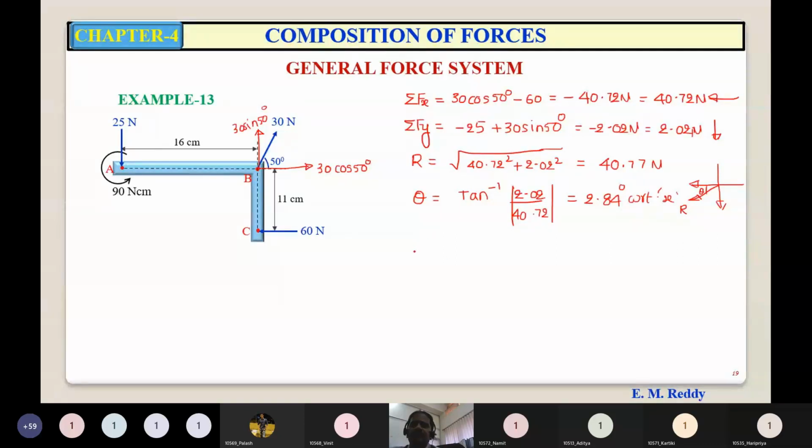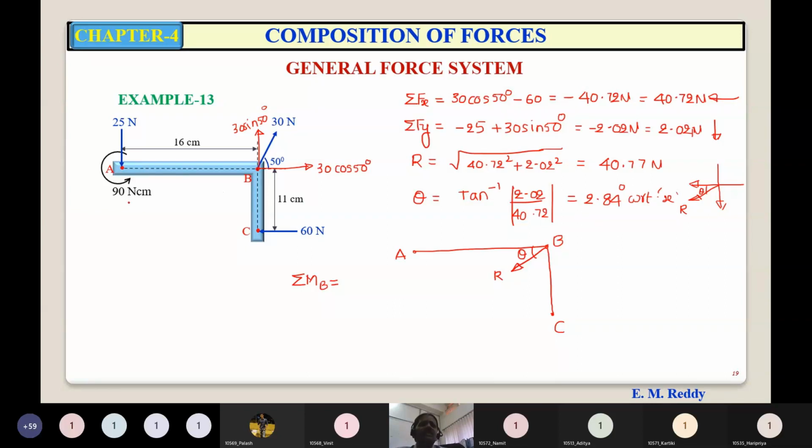That means we are replacing the given system of forces with one force and one moment at point B. That force is the resultant force making an angle theta with horizontal. And what is that moment? That you have to find out with respect to point B, so taking the algebraic sum of the moments of all forces about point B.